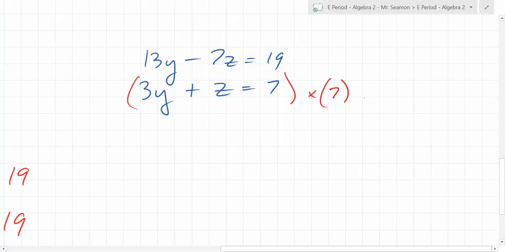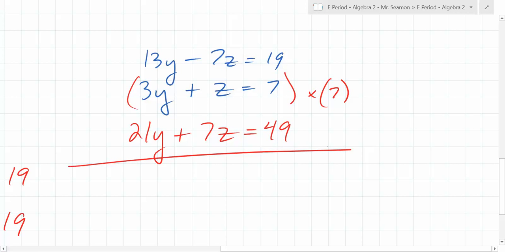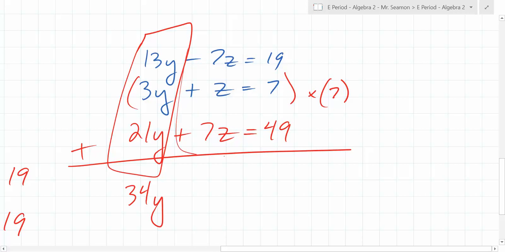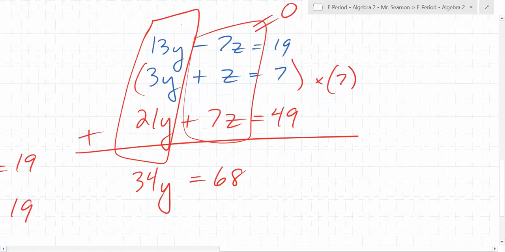Exactly, Nick. If you do that, what's 7 times 3? 21y plus 7z is equal to... And then you add these two together. What are these added together? 34y. What are these added together? 0 equals... Is that pretty much the same amount of work?